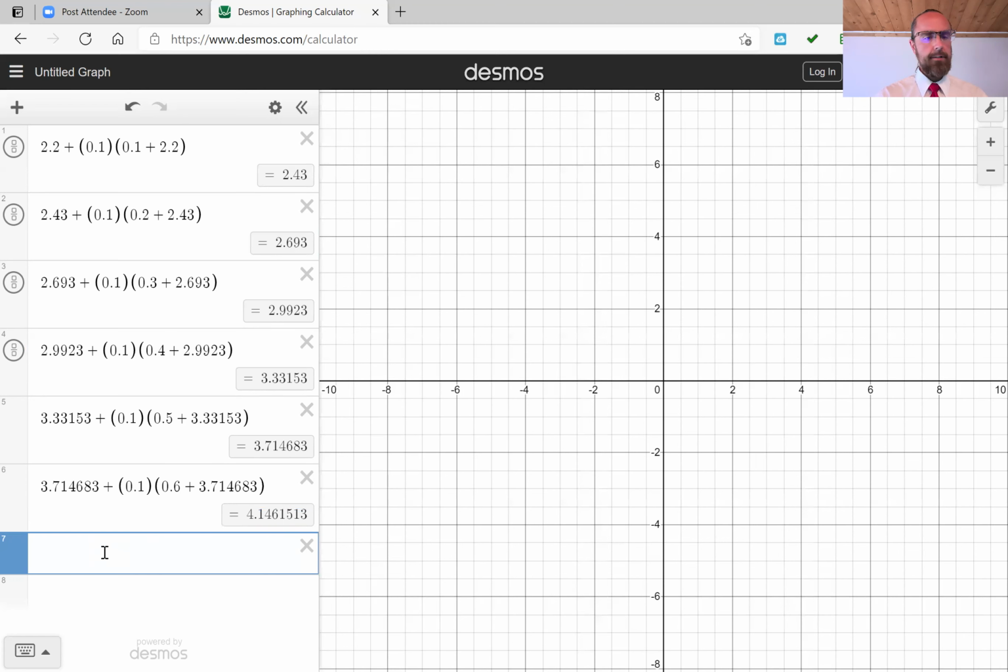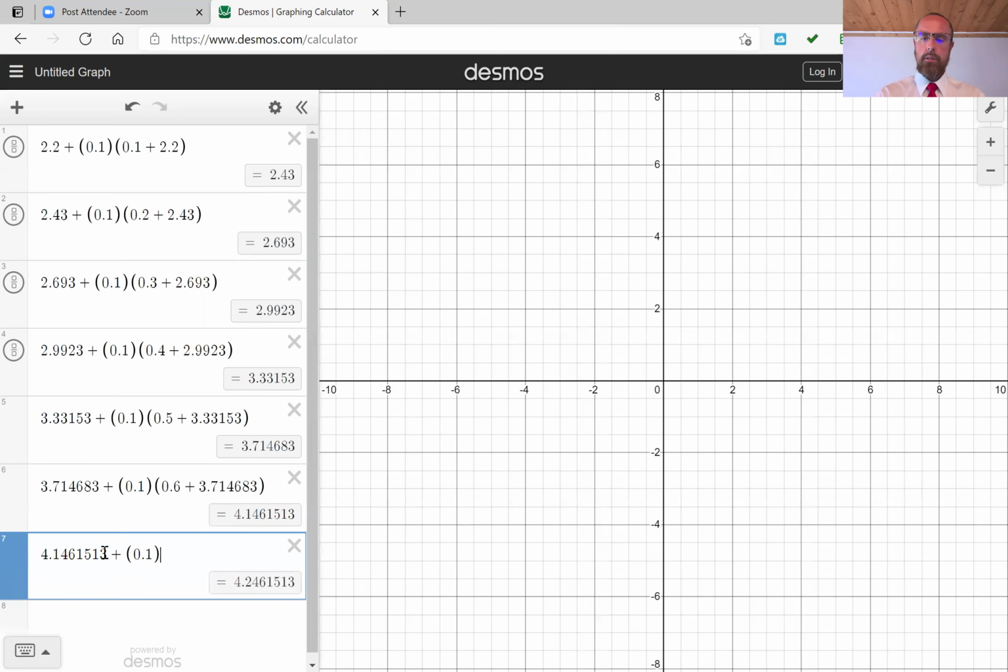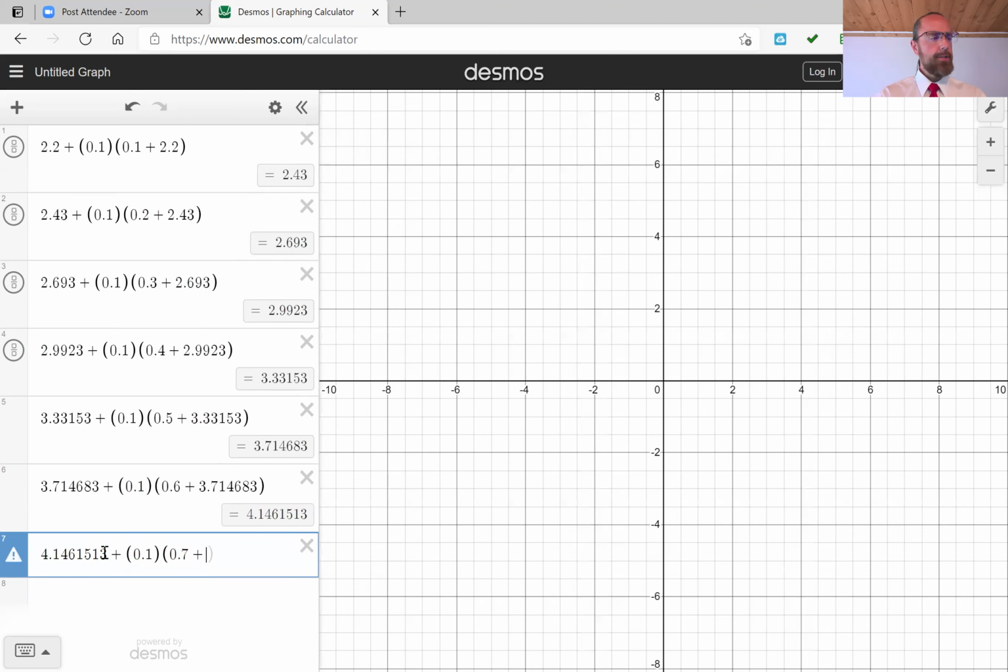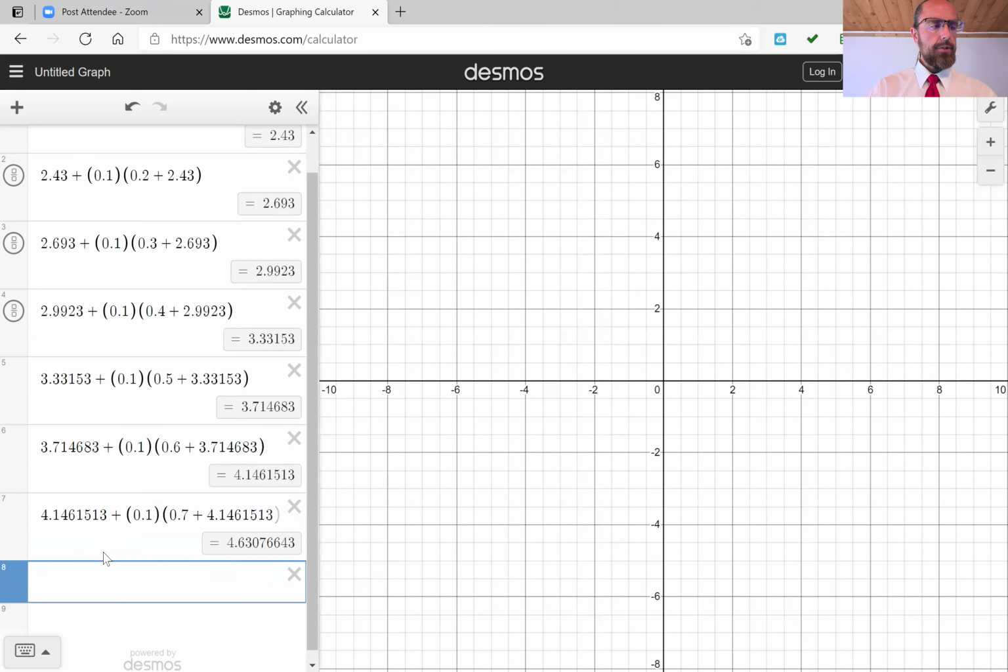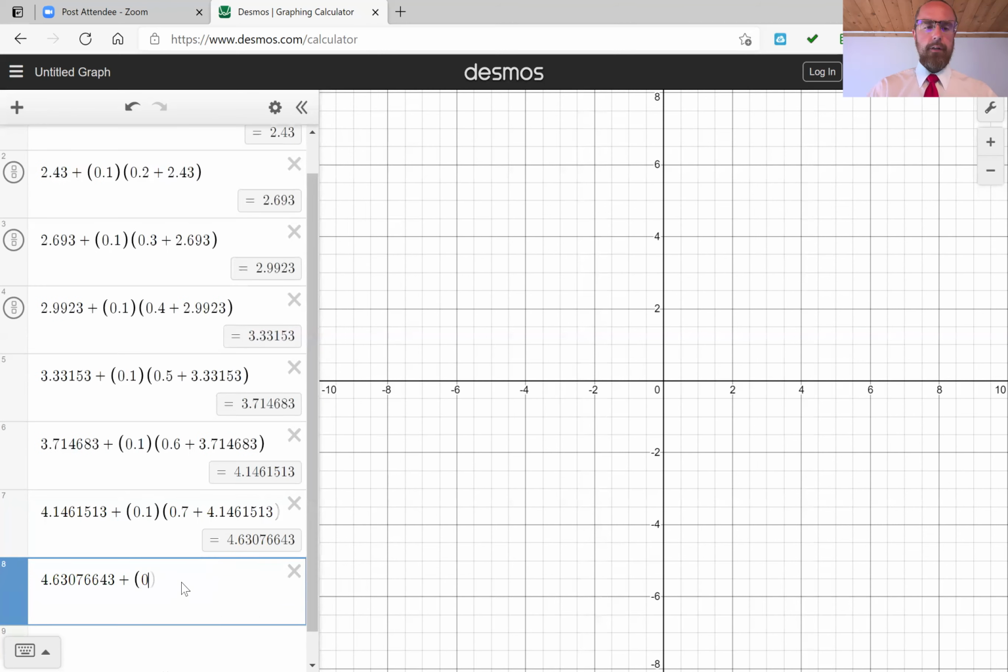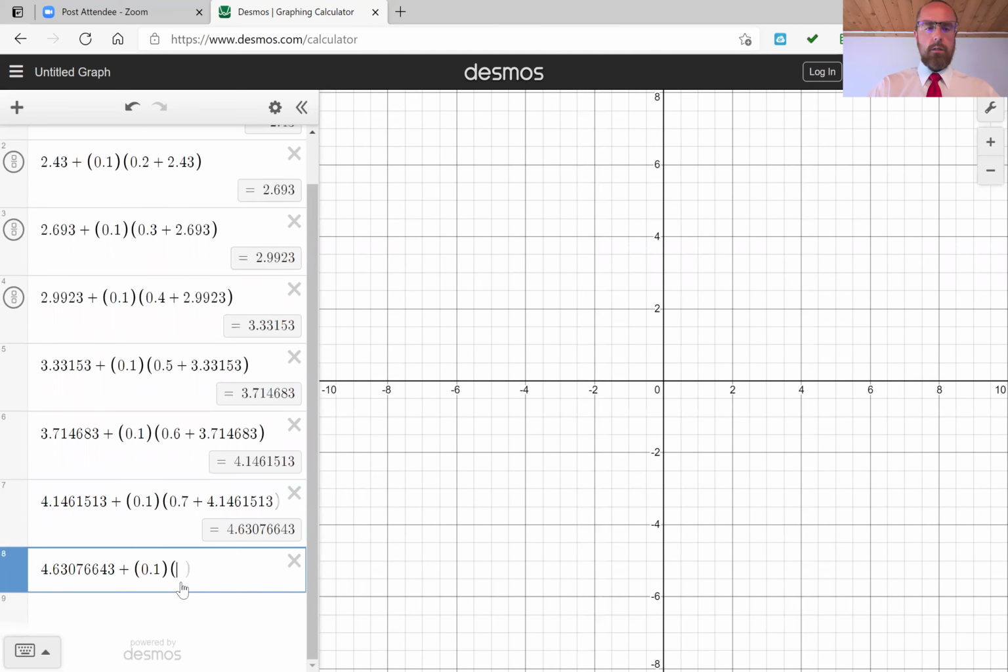Here's my y sub 8. So I'll take the previous y value, so that was y sub 7, plus 0.1 times 0.7 plus y sub 7, which was 4.1462. And that's approximately 4.6308. And I'm going to copy that. And at this point, we're getting close to our final term here, our final approximation.